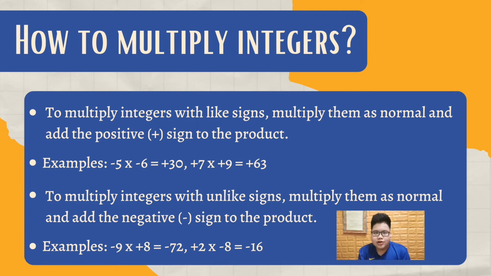To multiply integers with unlike signs, multiply them as normal, and make the sign of the product negative. Examples: -9 times +8 equals -72, and +2 times -8 equals -16.